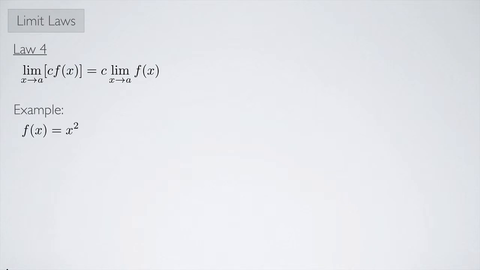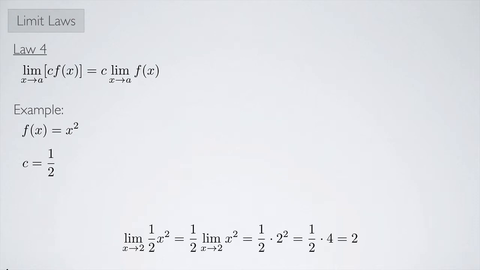Next we have law number 4, and that's the law that says the limit as x approaches a of a constant c times f of x equals the constant times the limit as x approaches a of f of x. In other words, you can pull that constant outside the limit. As an example, let's choose f of x to be x squared, and we'll choose the constant to be 1/2. So this says that the limit as x approaches 2 of 1/2 x squared equals, well, I can pull that 1/2 outside and make it 1/2 times the limit as x approaches 2 of x squared, which is 1/2 times 2 squared, which is 1/2 times 4, which is 2.